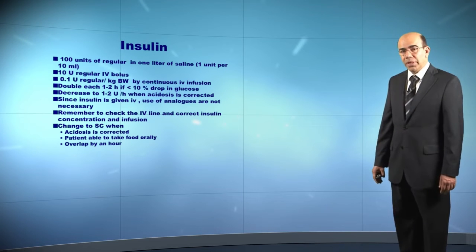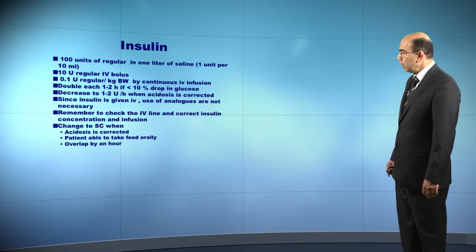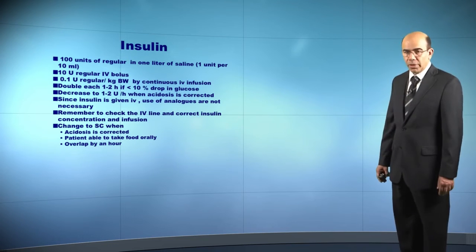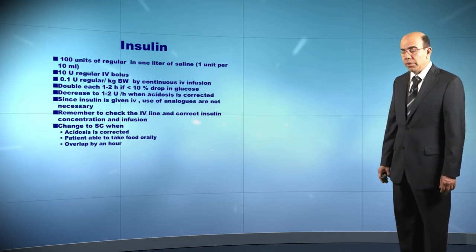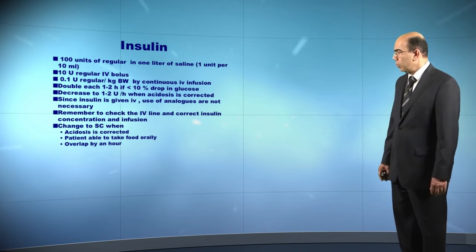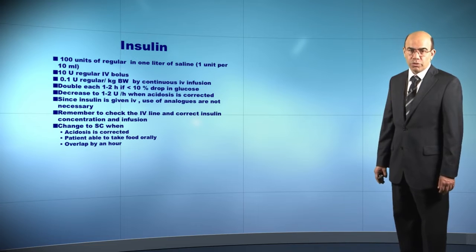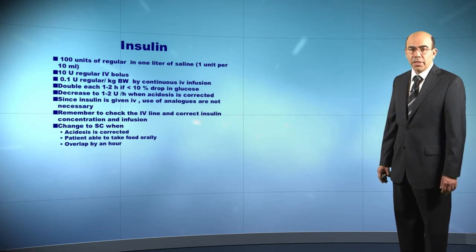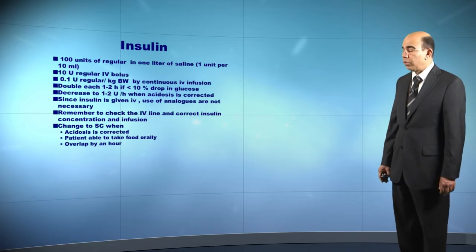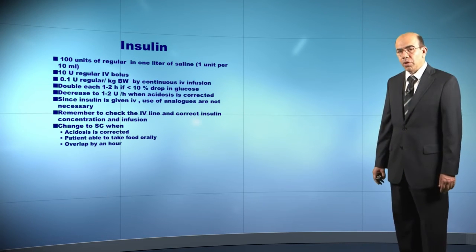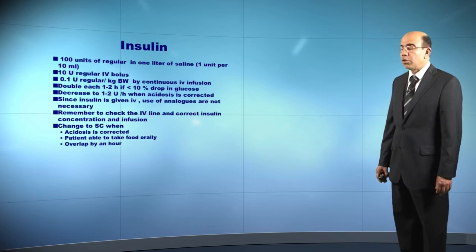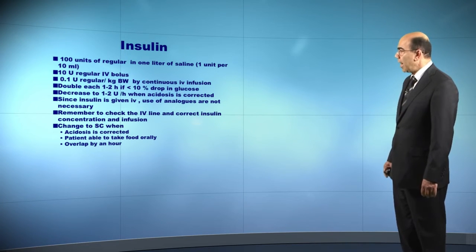If the drop in glucose is very rapid, one could decrease the insulin infusion by 1 to 2 units. However, if there is no decrease in glucose, then one could increase the insulin infusion. There is no need, of course, to use insulin analogs, as regular insulin given intravenously reaches target tissue very quickly. Remember all the time to check the IV line and to check the correct insulin concentration and infusion.